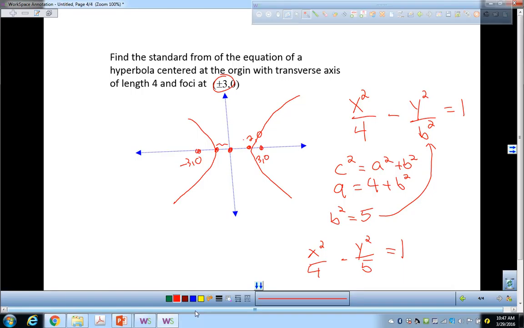How do you know that it's a horizontal transverse axis? Because they tell you that the foci are plus or minus 3, 0. If the foci were 0, plus or minus 3, then it would be going that way, right? Okay.